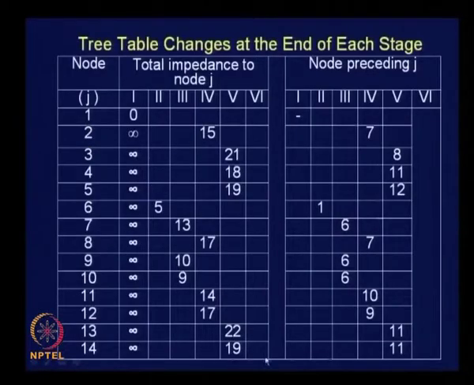Of course this is the finished table to reflect the current situation. We are simply listing J and the corresponding total impedance and the node preceding J. This is just to help us to understand where we are with respect to cumulative travel time and the minimum path tree.